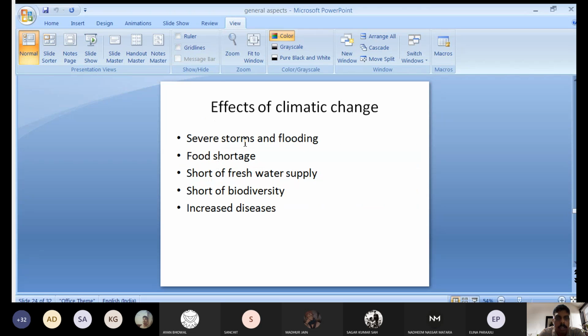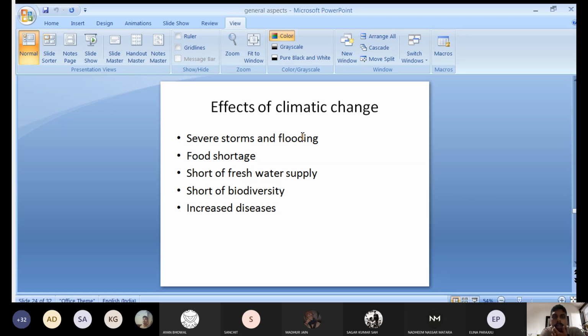What are all the effects? Severe storms and flooding, food shortage, shortage of freshwater supply, loss of biodiversity, increased disease. So are we witnessing these things now? What do you say? Severe storms and flooding. Are you aware of it happening in the world? Yes or no? Yes, sir.